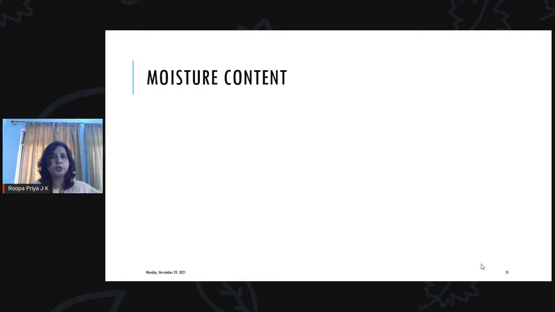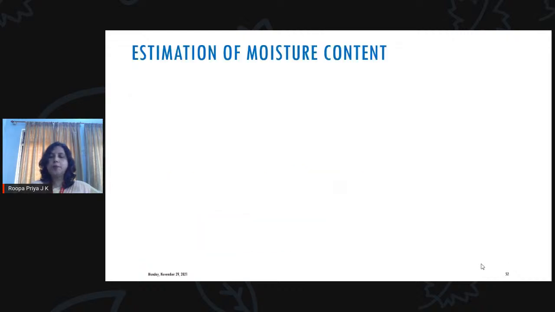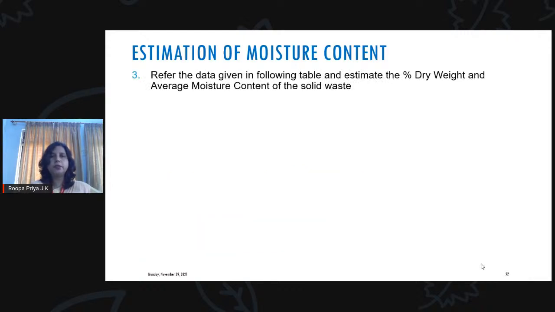The last step would be to calculate the moisture content using the formula. For this particular example, where we have the dry mass as 60 kg, we have the moisture content calculated as 40% in this solid waste. So this is our second example. Moving on to our third example.